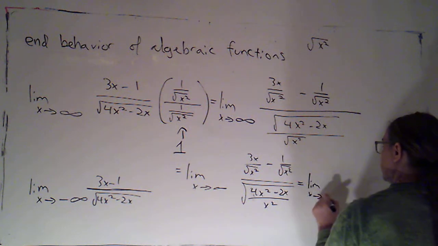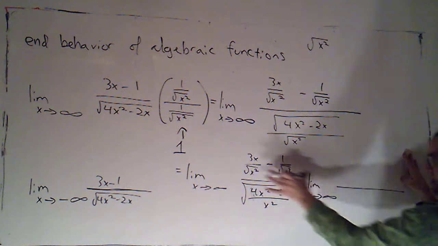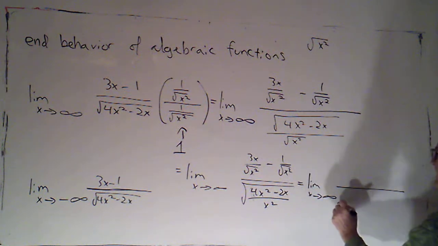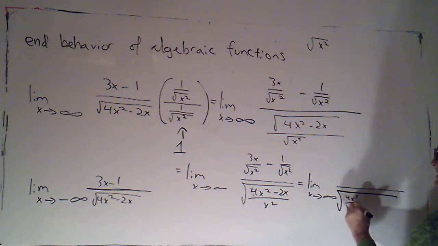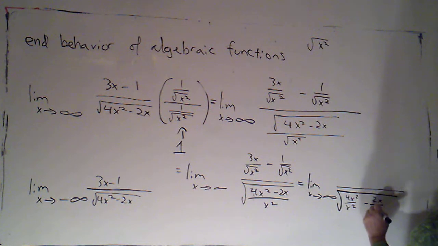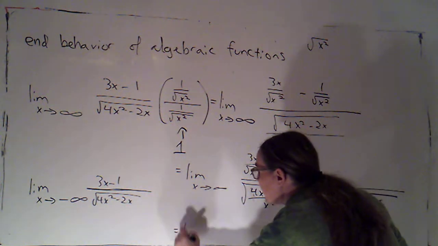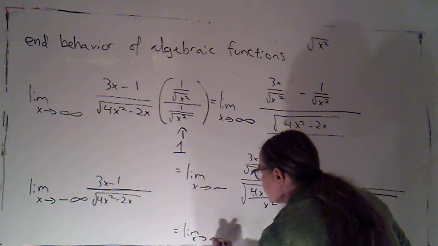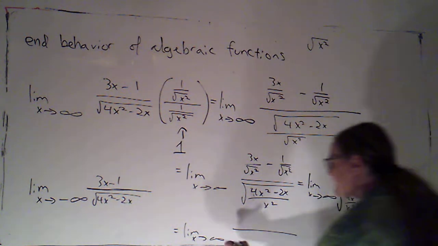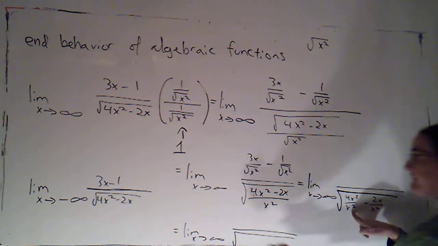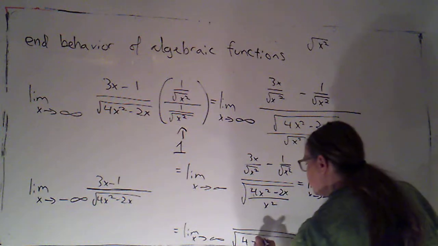Limit as x goes to infinity. I'm going to just leave the top blank for now because we're going to come back and talk about how we can simplify that. But the bottom becomes the square root of 4x squared over x squared minus 2x over x squared. That's going to become the limit as x goes to infinity. Now I'm still going to have to figure out what goes on top, but the bottom is just going to become the square root of 4, because I can cancel those x's now, minus 2 over x.